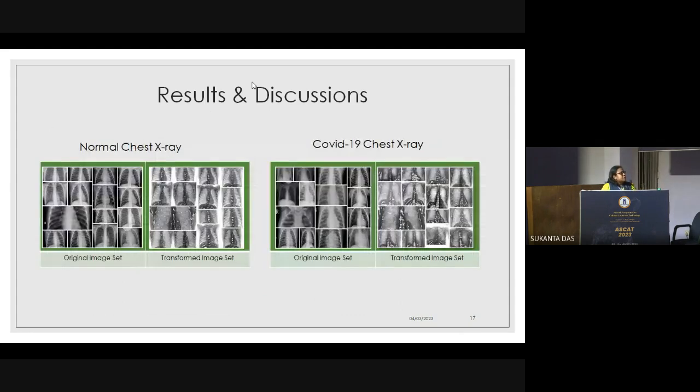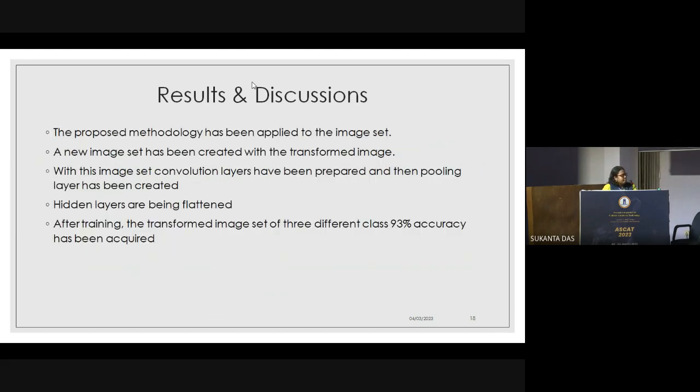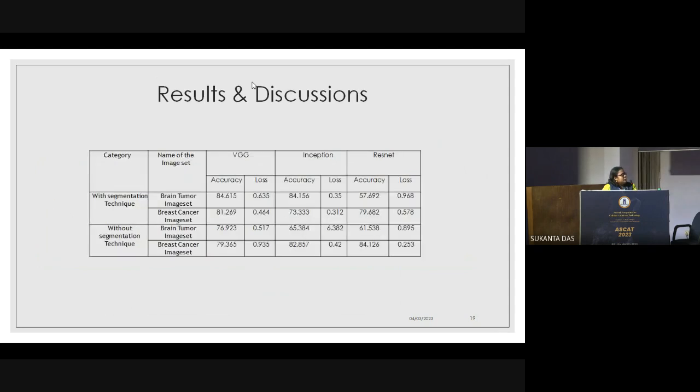So here is the result for the normal chest X-ray, and these are the results for the COVID-19 X-ray. This part is the original images, and this part are the transformed images using my proposed segmentation technique. And further, for the cancer work also, I have applied this segmentation technique.